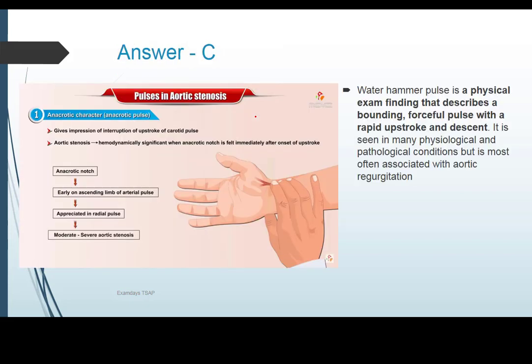So here it is, option C. Yes, the water hammer pulse is a physical exam finding that describes a bounding, forceful pulse with a rapid upstroke and descent. You can check the stages given step by step, and how the radial pulse will be checked using three fingers.